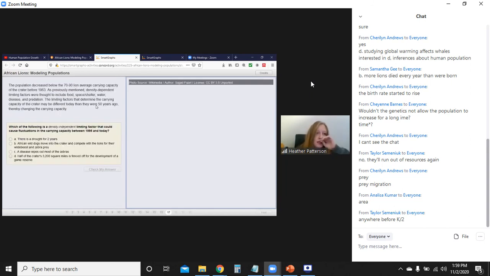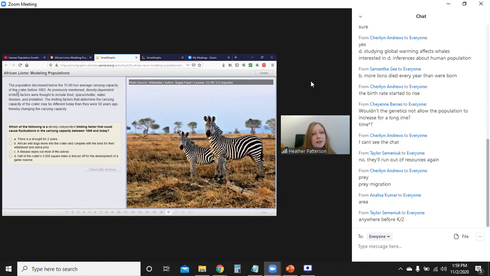So the population decreased below the 70 to 90 lion average carrying capacity in the crater before 1963. As previously mentioned, density-dependent limiting factors were thought to include food, space, shelter, water, disease, and predation. The limiting factors that determine the carrying capacity of the crater may be different today than they were 50 years ago. Which of the following is a density-independent limiting factor that could cause a fluctuation in the carrying capacity between 1995 and today?